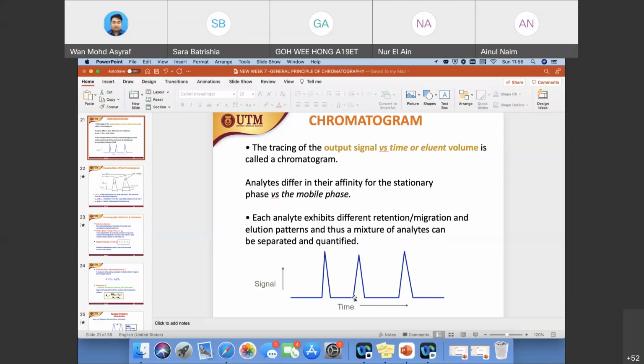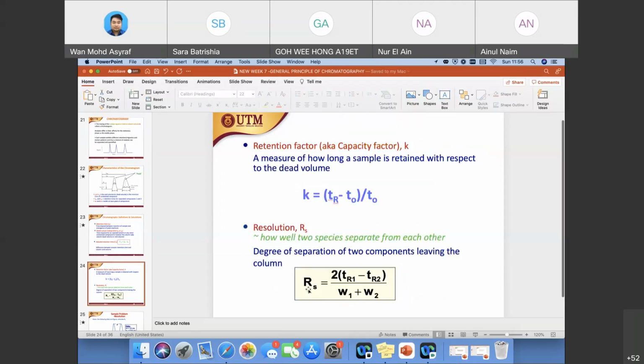But what is the number? How can you say that it's well separated? You give me a number. So the number is based on this resolution. It is the formula here: 2 times (retention time 1 minus retention time 2) divided by the width of 1 plus the width of the second.